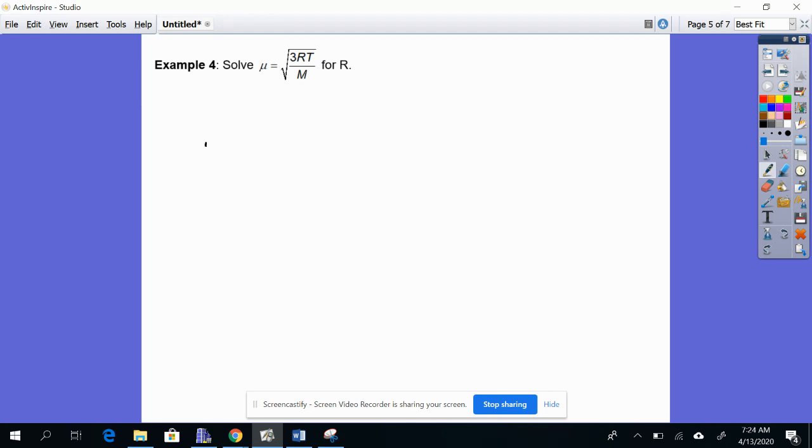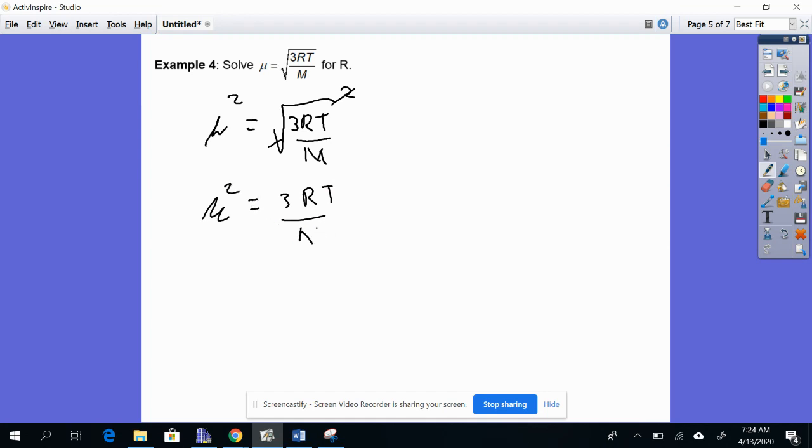Okay, so I'm going to rewrite this. So we've got mu equal to the square root of 3RT over M. Okay, those of you in physics, this should look very familiar. Okay, I'm going to square this side. I'm going to square this side. That's going to cancel out. So I've got mu squared equals 3RT over M.